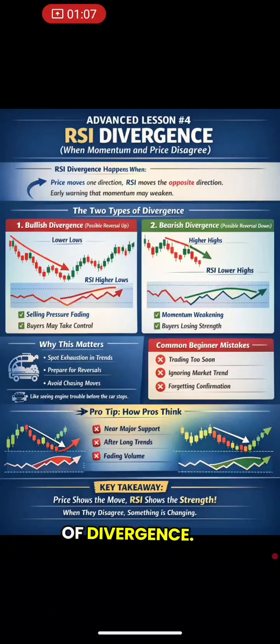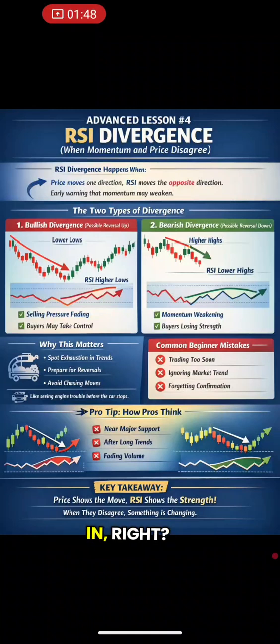The two types of divergence. Bullish divergence, number 1. This is a possible reversal up, right? What you'll see is at the bottom, at support, you'll start to see price make lower lows. When you look at the chart, you'll see the candles making lower lows, right? Each one of them is kind of stepping down lower like a stair step going down, right? And then RSI will be making higher lows, right? It'll be kind of like a staircase going up, right? So now you understand that RSI is building. So now it might be a possible reversal to go up.